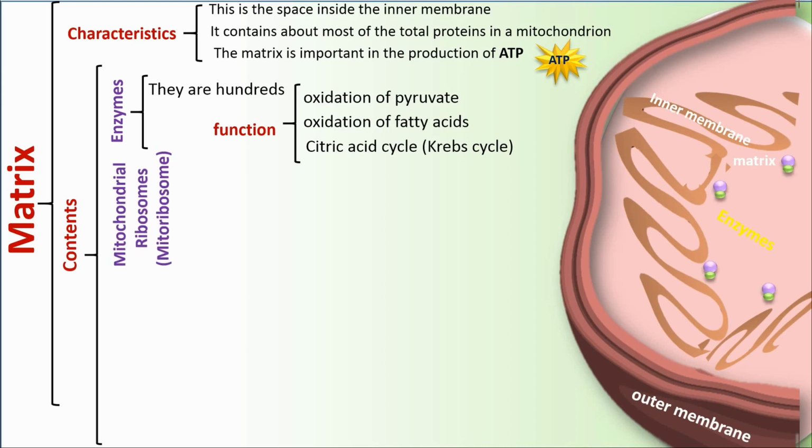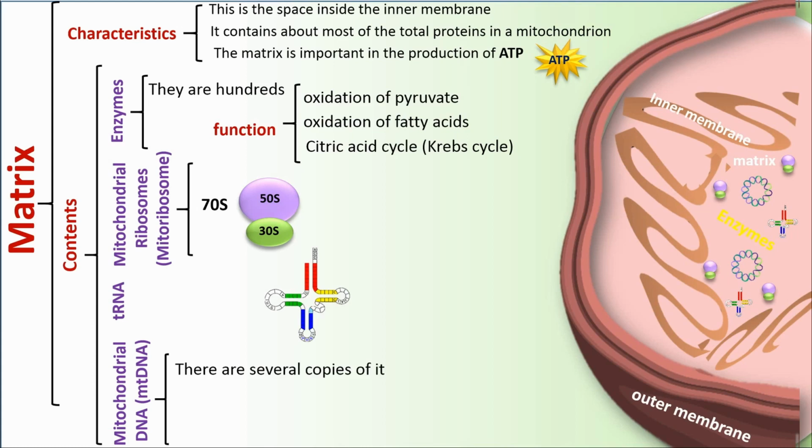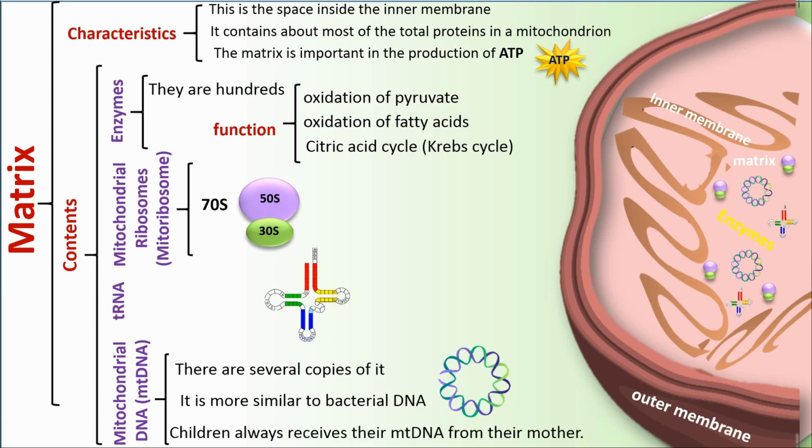Mitochondrial ribosomes or mitoribosomes, that they are 70S, tRNA, and mitochondrial DNA or mtDNA. There are several copies of it. It's more similar to bacterial DNA. Children always receive their mtDNA from their mother.